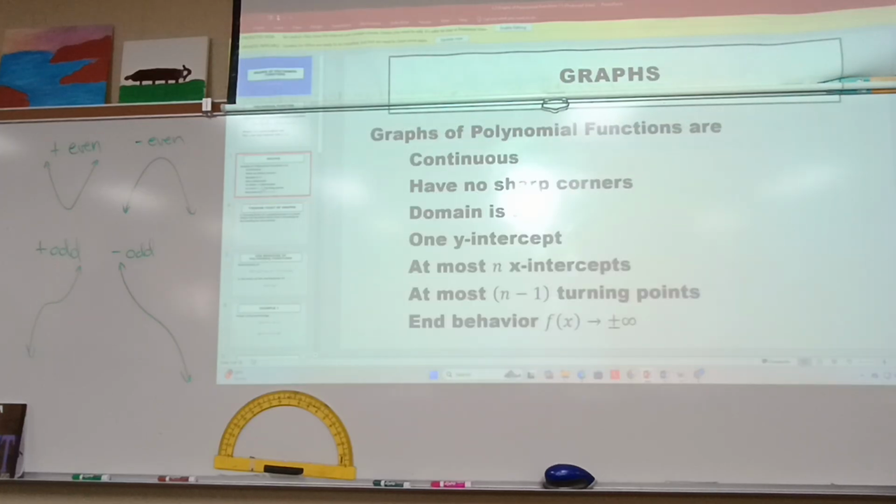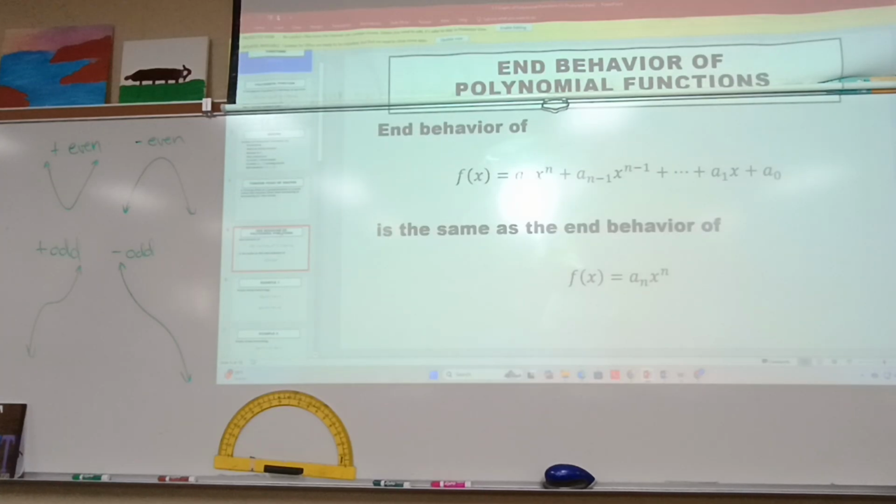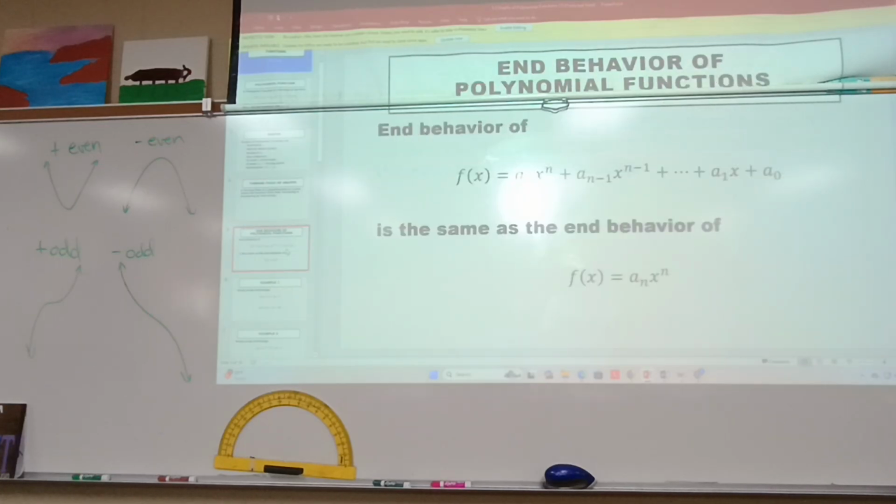That's something neat. They have turning points where they turn their life around. Sorry, I'll stop. That's a precursor to something else we're going to do.